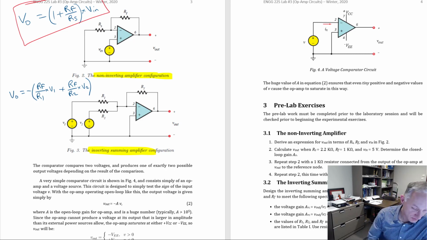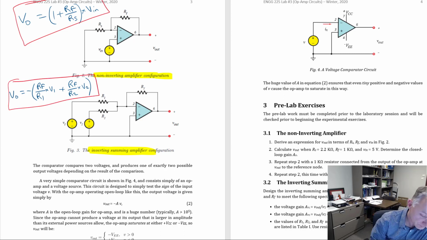And so, of course, this part is the inverting part, the negative sign that inverts a signal. And then the summing part, of course, is this addition. So it adds the two signals, okay? I'll just put a little box around it because that's an important equation.